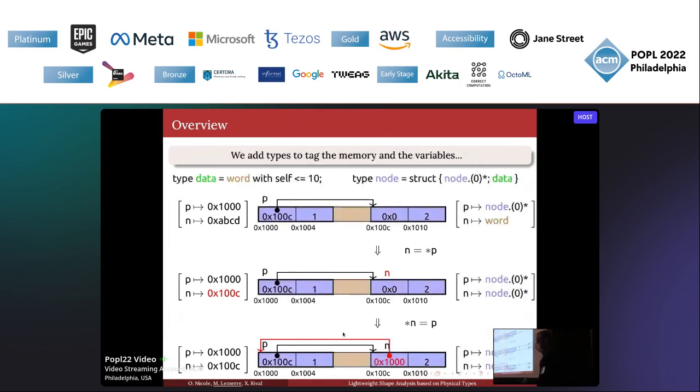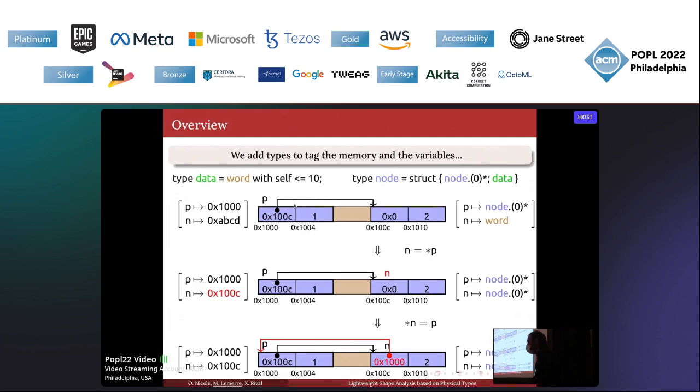On top of that, we have types, and what types do is that they are used to tag the memory and the types of the variables. For instance, we define two types here. The first type is the data. The data can be any word with the restriction that the value must be smaller than 10. So this is a dependent type. And the other type is a node. So node is a record, and the first field must be a pointer to a node. And the node.0 here means that it must be a pointer to the first offset, to the beginning of a node, so the offset 0 of the node. And the second field must be the data. So this is a linked list of values that should be smaller than 10.